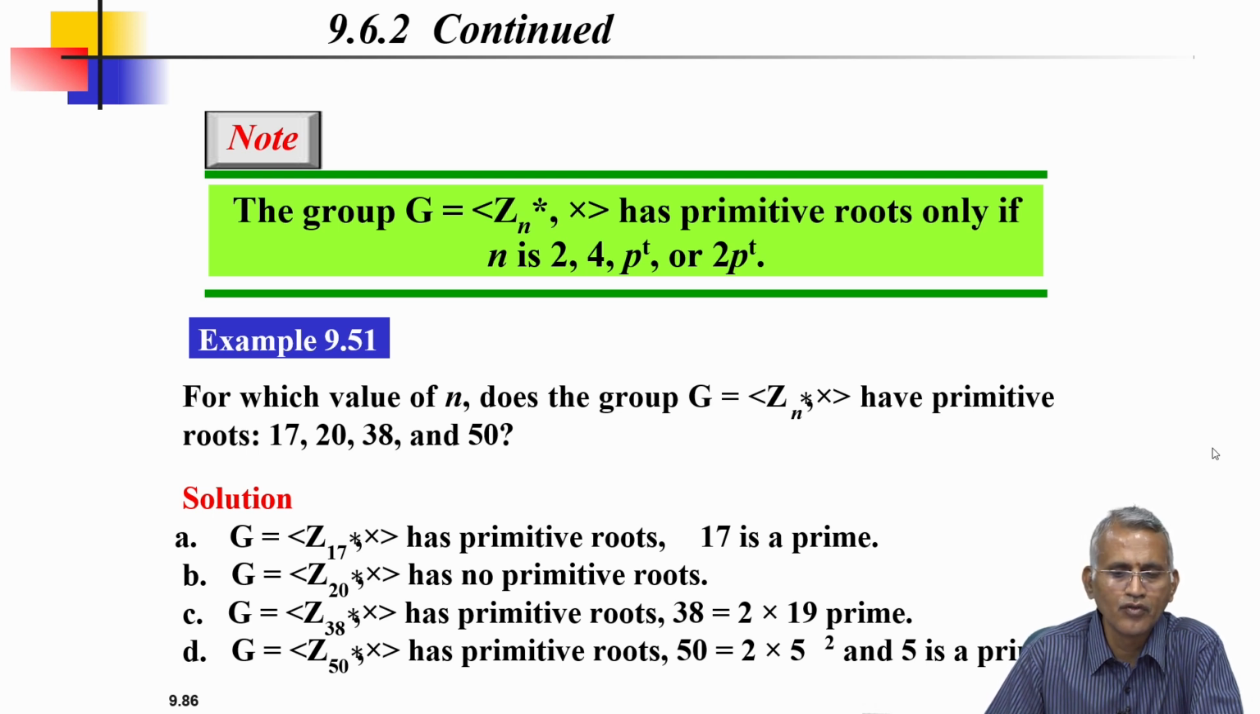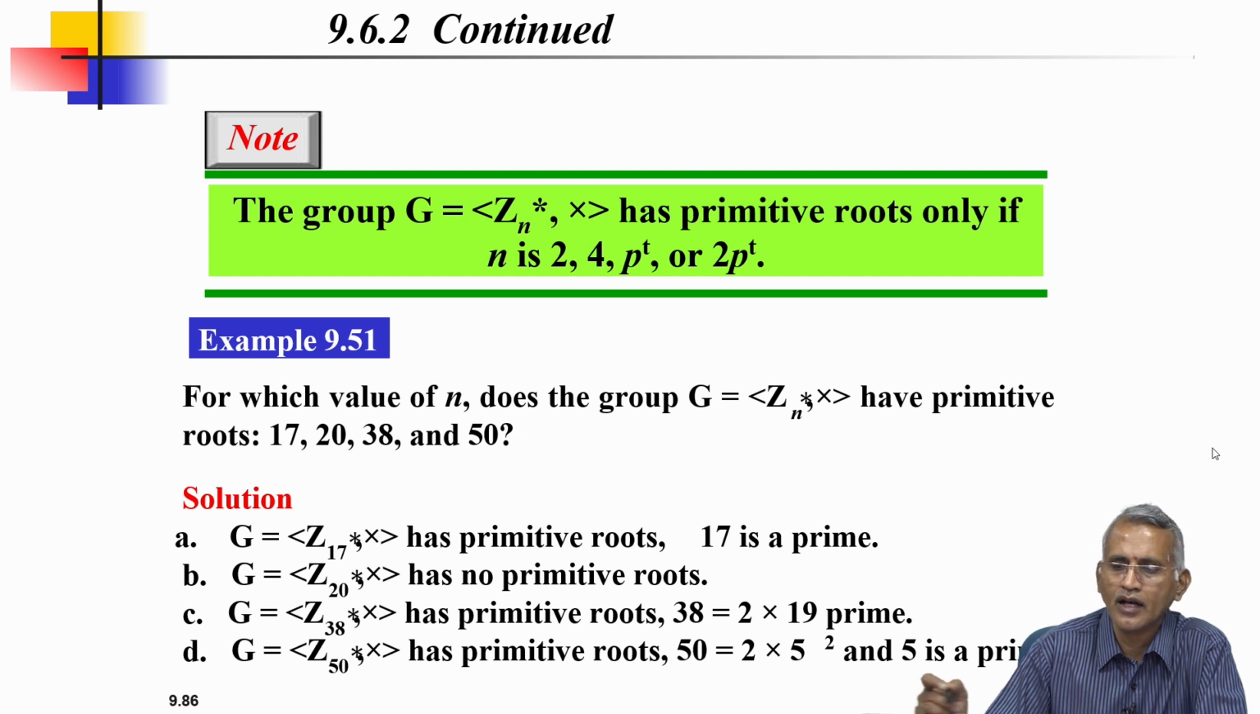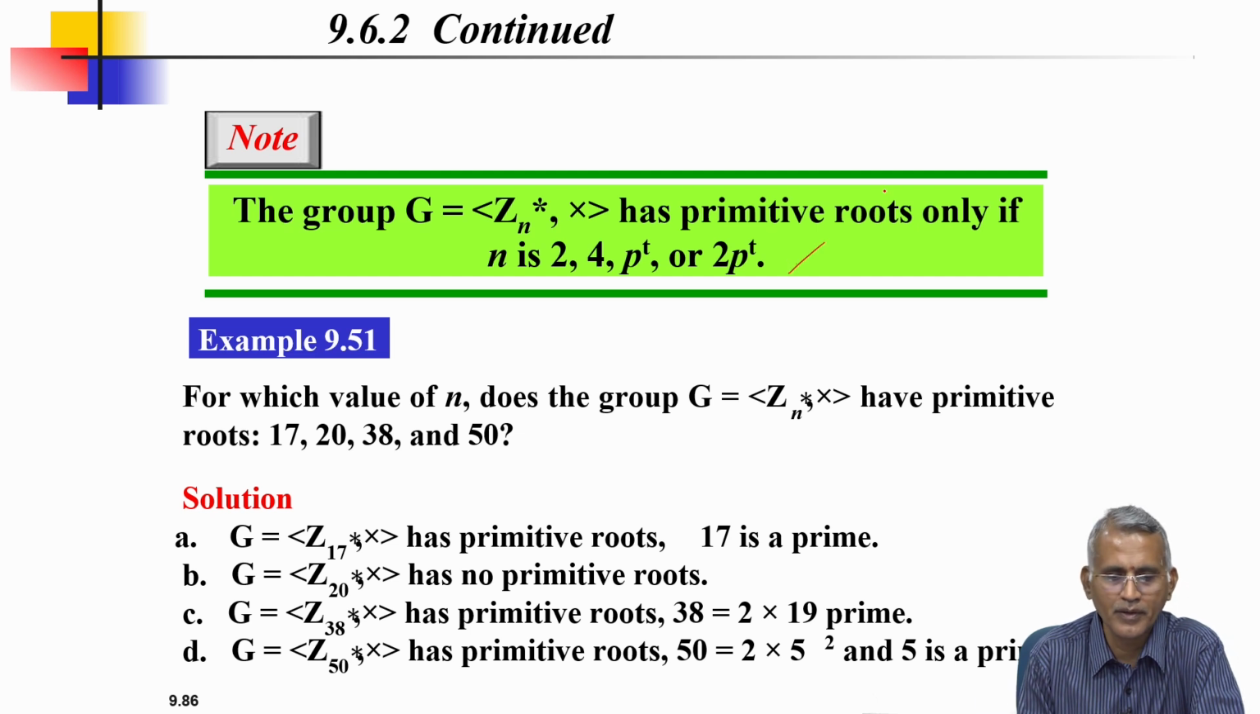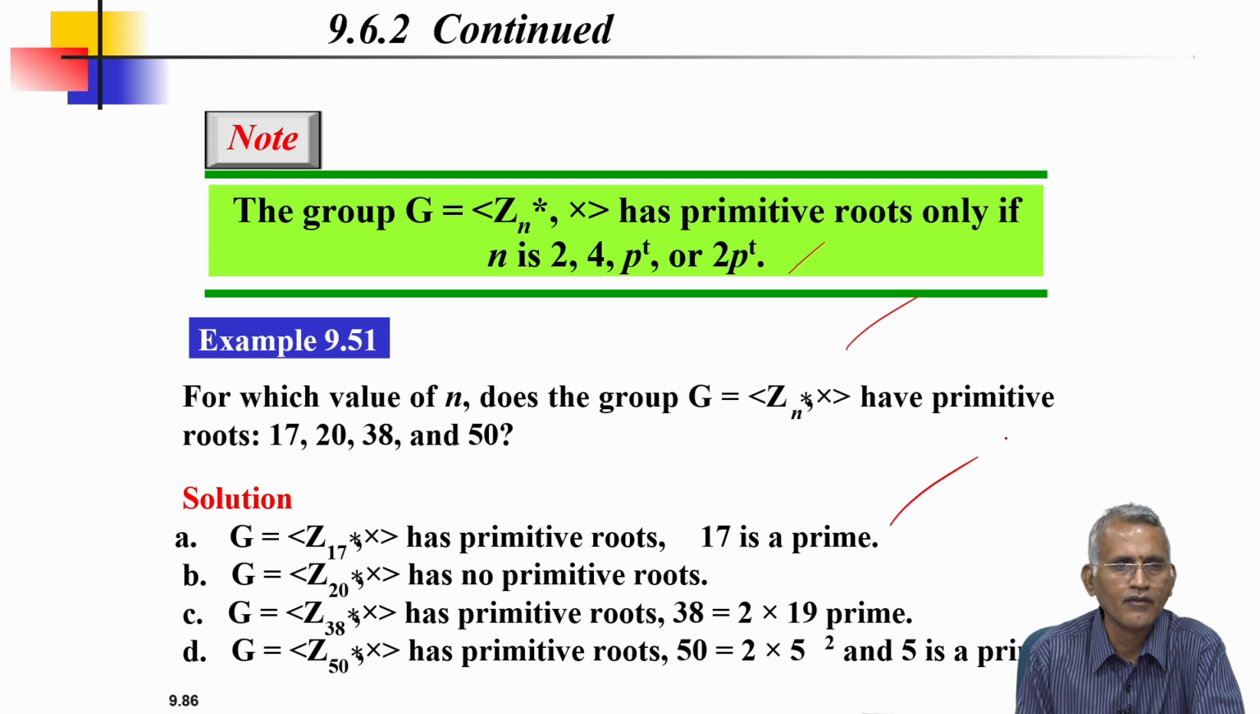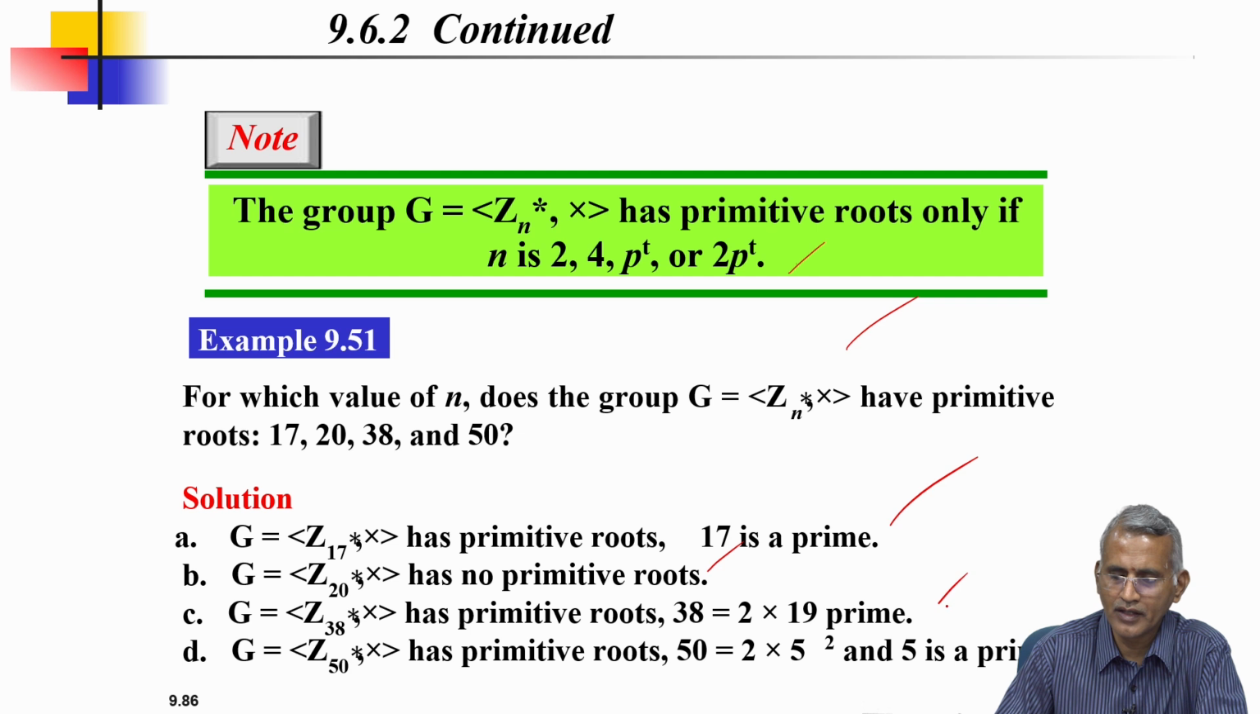But here, in terms of primitive roots, the integers modulo n have a primitive root if n is 2, 4, p^t, or 2p^t. So, for which values of n does the integers modulo n have a primitive root: 17, 20, 38 and 50? For integers modulo 17 there is a primitive root because 17 is a prime. For 20 there is no primitive root because 20 is not of that form. For 38 there is a primitive root because 38 can be expressed as 2 times 19, and 19 is a prime. Whereas 50 has a primitive root, and 50 can be written as 2 times 5 squared, where 5 is a prime.